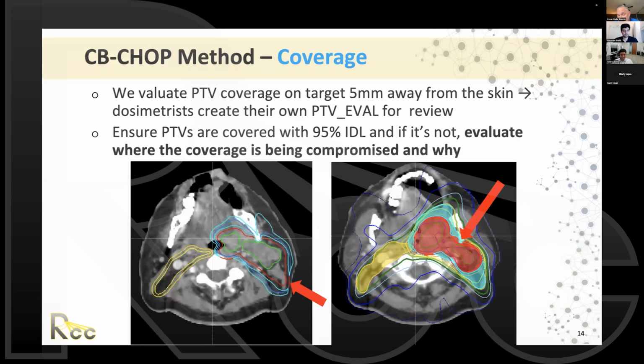Because there might be a reason. Maybe the parotids are there, which you want to spare, or the cord, or anything that can influence it. For example, in the images on the left, we have the explanation of the PTV evaluation 5 millimeters away from the skin. And on the right, we have a little dent in the coverage, but maybe that's because the mandible is there and you want to limit the dose to the mandible.